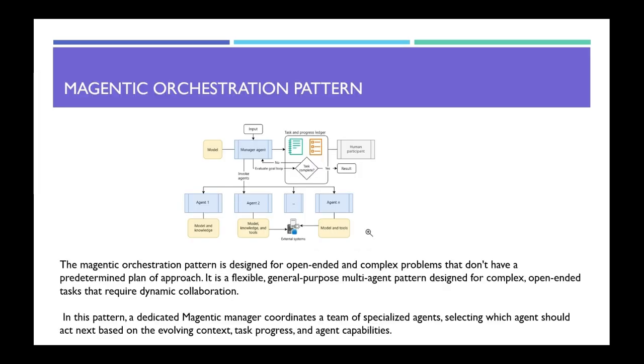What is the Magentic Orchestration Pattern? The Magentic Orchestration Pattern is designed for open-ended problems that don't have a fixed plan or approach. So it's a flexible general-purpose multi-agent pattern designed for complex open-ended tasks. In this pattern, there is a dedicated Magentic manager which coordinates a team of specialized agents. It selects which agent should act next based on the evolving context and agent capabilities.